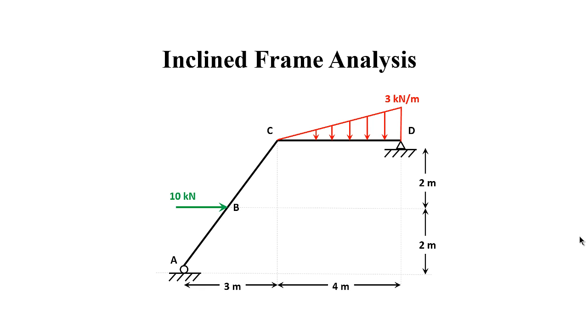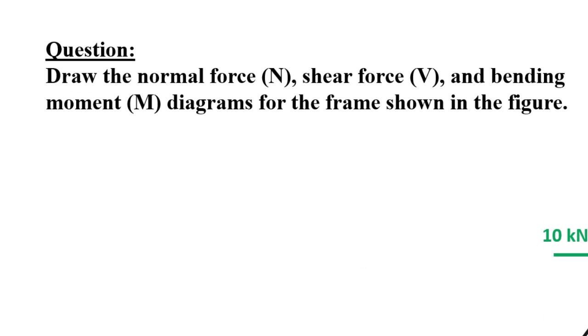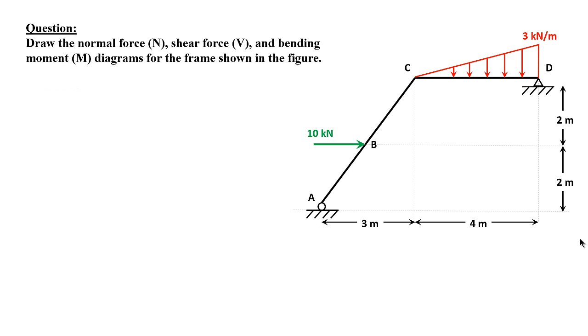So the question says, draw the normal force N, the shear force V, and the bending moment M diagrams for the frame shown in the figure. Okay, so we have this frame with a triangular distributed load as shown at member CD, and we have one concentrated load acting at the middle of member AC, and we have the dimensions of the total frame as shown. So let's get into it.